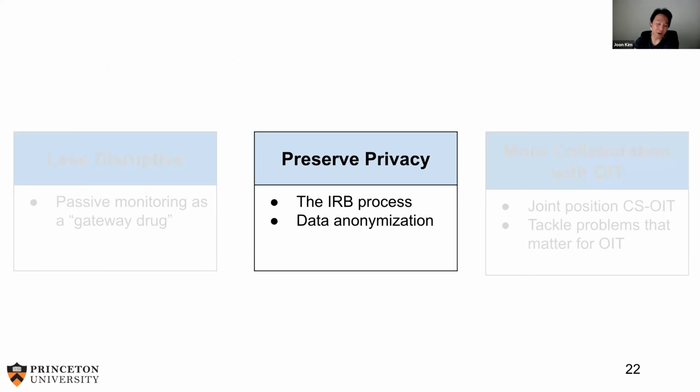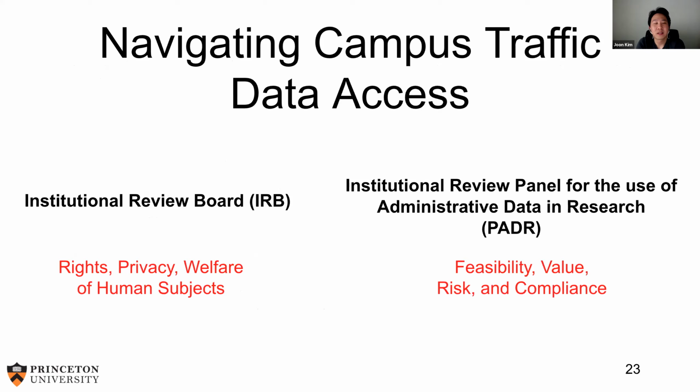Okay, so of course there's privacy, so I'll talk about that, presumed privacy. It's the art of navigating campus traffic data access. There's two things. There's the institutional review board, which is more about rights, privacy, and welfare of human subjects. At Princeton, there's also an institutional review panel for the use of administrative data in research, and we call it PATTER. This is more about feasibility, how you do it, value, risk, and compliance. But PATTER actually requires you to clear the IRB first.